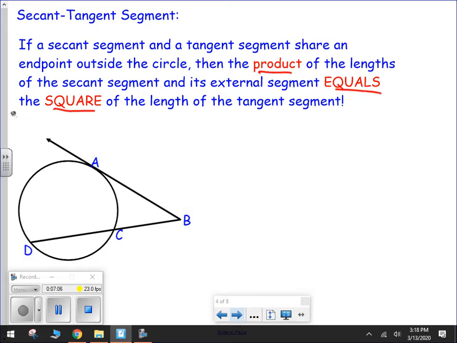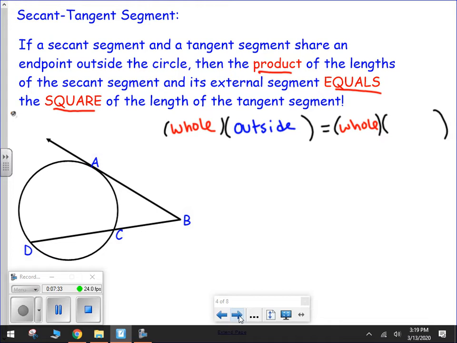So this theorem is actually the same as the other one. I'm still taking the whole times the outside. Okay, so I'm taking the whole secant or tangent, depending on which line it is, times the outside portion of that line, so the outside segment. The whole times the outside equals the whole times the outside.